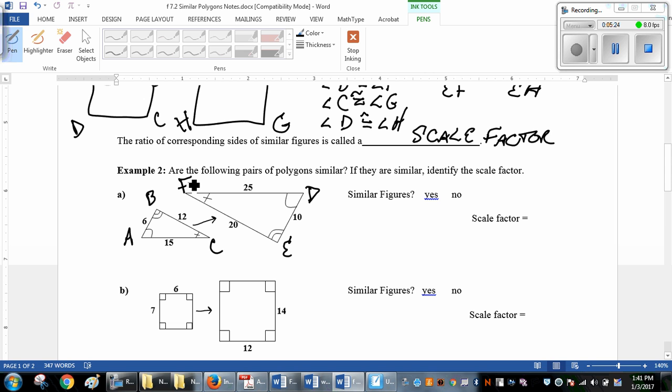Now if we look at that, we're going to check now, are our corresponding sides proportional? So when I make the ratios, they should all have the same ratio or the same scale factor. All right, so let's start with AB. And we can see here that AB is going to correspond to DE because it matches those angles. So I have 6 over 10.